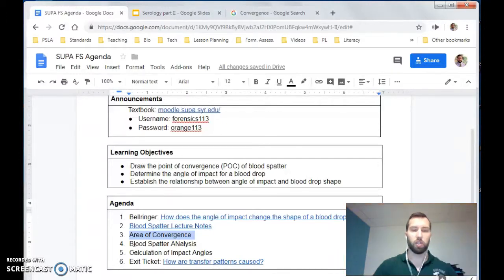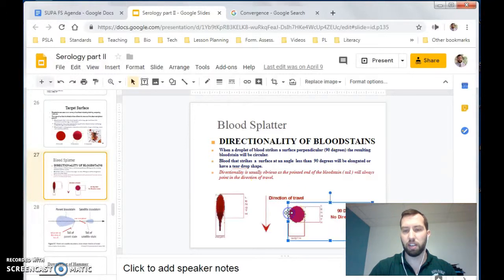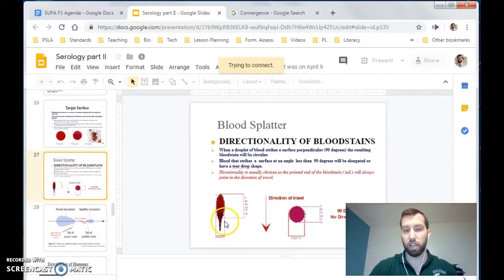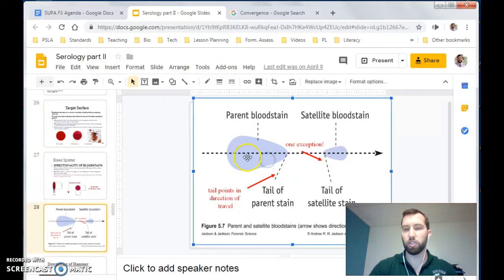Okay, so just to go to the lecture notes, this is slide 27. Remember that if a blood drop hits at a 90-degree angle, it's going to be a nice circle. But when it hits at less than 90 degrees, maybe 45, maybe 15 degrees, it's going to be long, so it changes the shape. Okay, the second point we need to know is that the tail of the blood stain is always going to point in the direction that the blood is traveling.